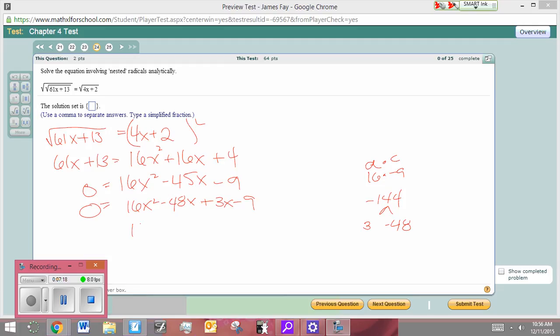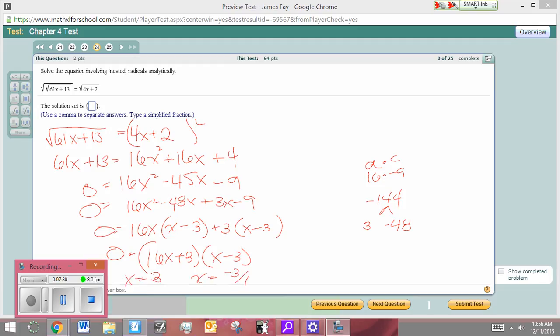Factor 16x out of the front two, it gives me x minus 3. Factor 3 out of the back gives me x minus 3. So my factors are 16x plus 3 and x minus 3. This is all equal to 0. So it's going to give me x equals 3, and x equals negative 3/16. When I solve those, both of those end up being solutions for this problem.